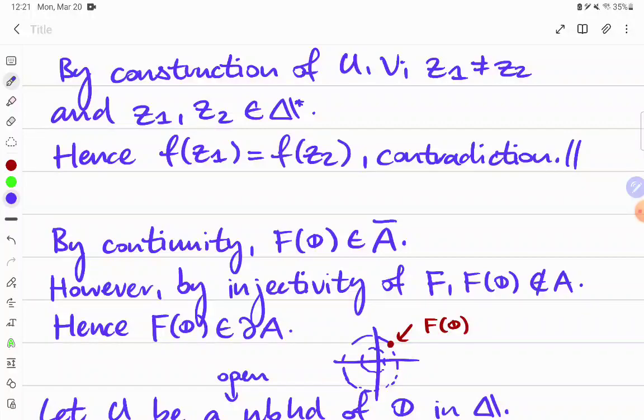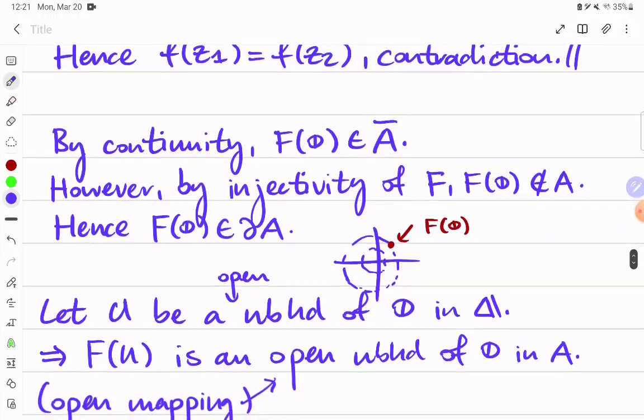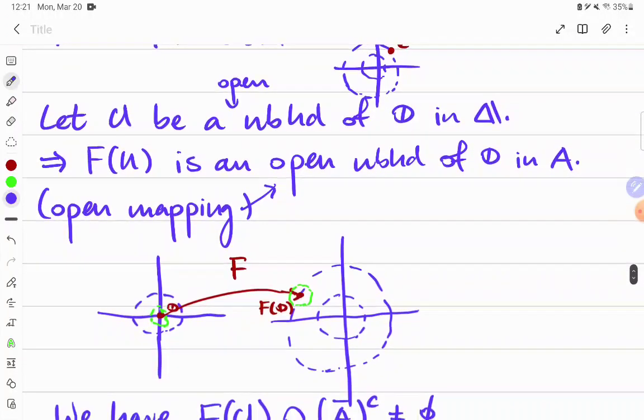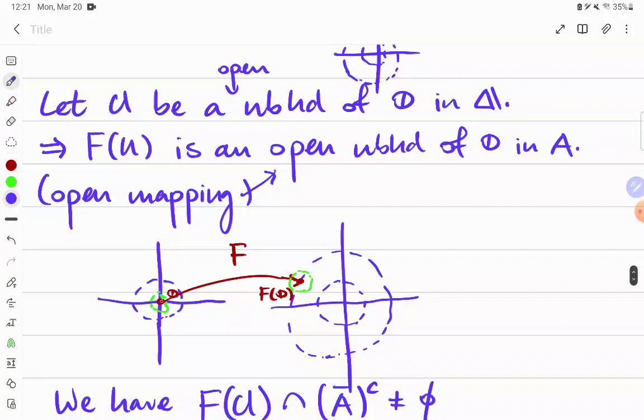Let's carry through the rest of the proof. Let U be an open neighborhood of 0 in delta. By the open mapping theorem, we know that F of U is going to be an open neighborhood of F of 0 in the annulus. What does this look like? Well, here, if we take some open neighborhood about 0, this gets mapped to a neighborhood over here. We can see pictorially that because F of 0 is on the boundary, or if it's over here, there is some small region of the open set that lies outside.